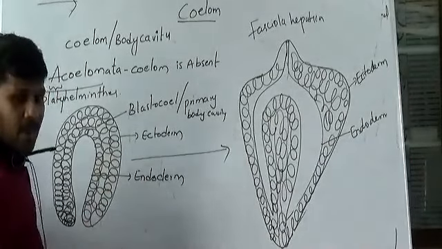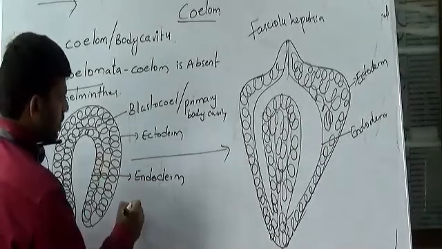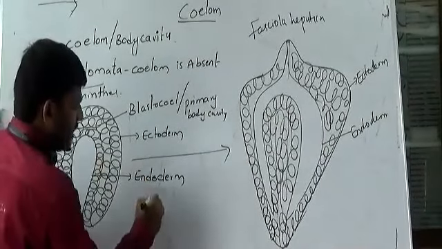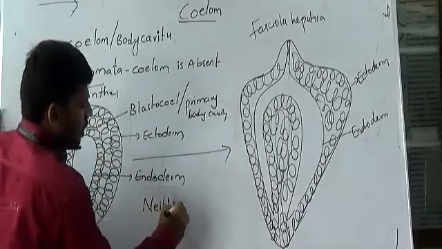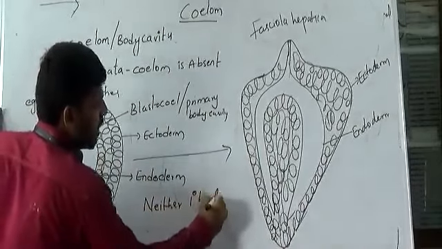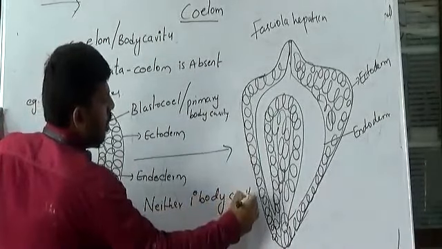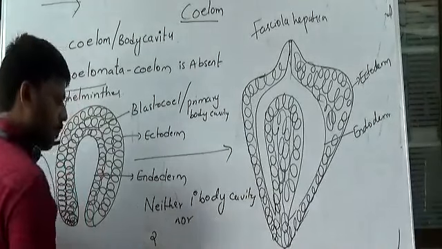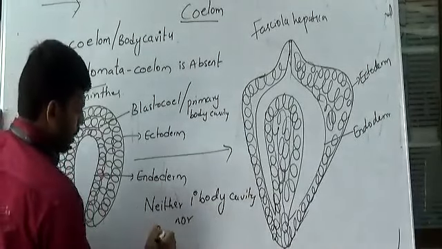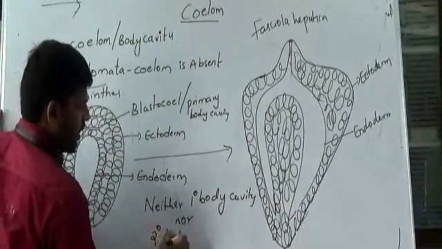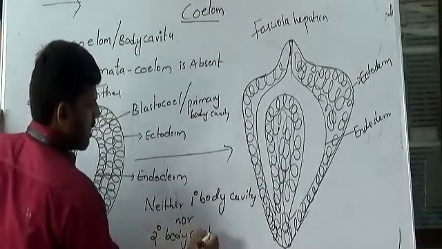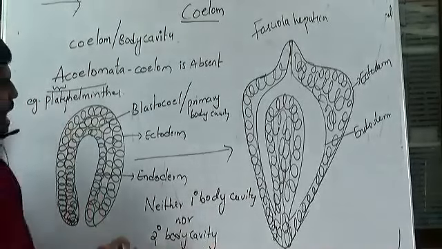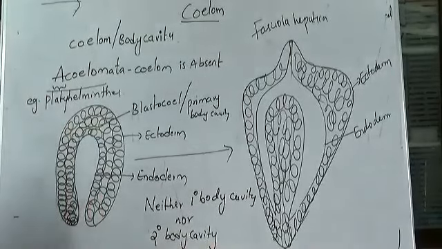Do we see any primary body cavity? No. So therefore, what we can say in acoelomata is that neither a primary body cavity nor a secondary body cavity is present. They don't have any kind of cavity. Both are absent.